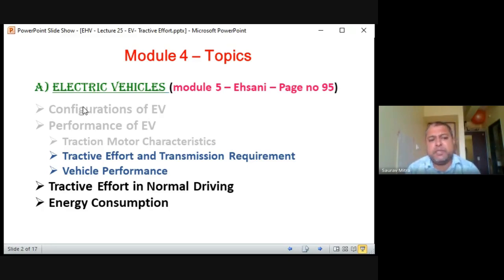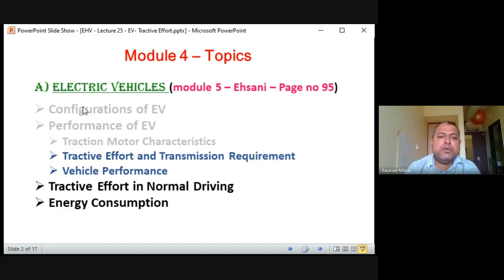Then there was the performance parameter. Under performance parameter, there are three factors. First one is the traction motor characteristic. We have seen it yesterday, we have completed it. Second topic was tractive effort and transmission requirement. So this is going to be our first topic today. After that, there is the vehicle performance.